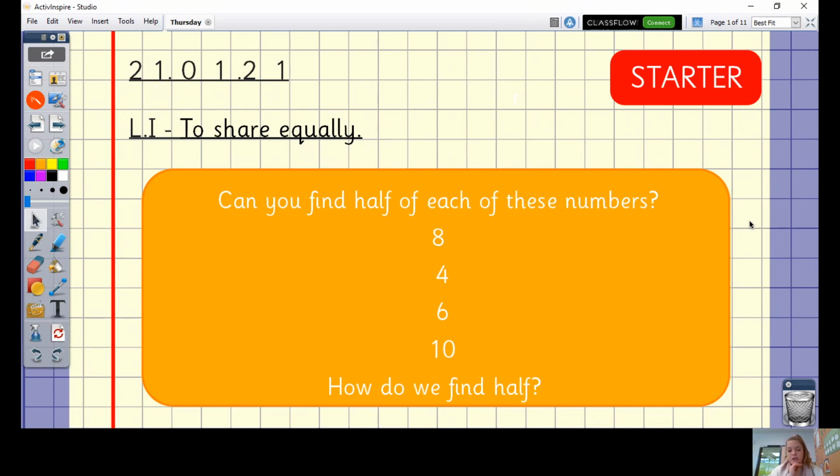Is there maybe a drawing you could draw to help you find half? Or maybe you could collect 8 objects and share them in half or split them in half. Okay, so have a go at finding half of each of these numbers. You might want to pause the video and we'll go through the answers in just a moment.